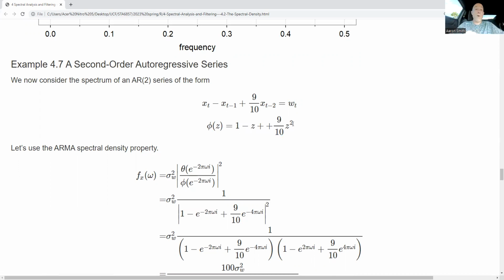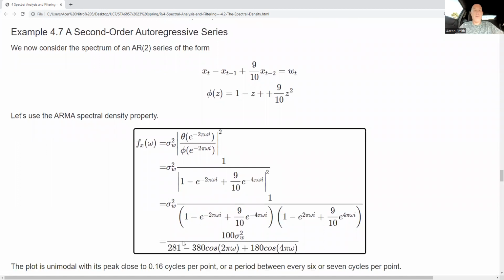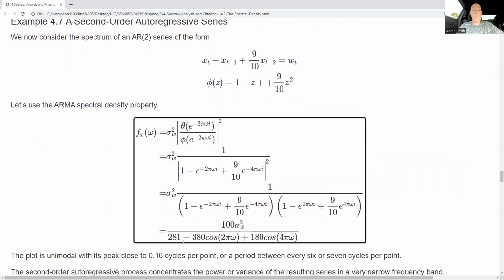So let's invoke that formula that we just used a moment ago. I'm just going to write down the formula right here. I'm going to plug in the polynomials with the e business going on. Well, I know that the moving average polynomial is just 1. Boom, I've got that. On the bottom, I'm going to put in the autoregressive polynomial, put that here. And now I need to take the modulus and square it, which is equal to taking the item itself and multiplying by its conjugate. So I'm going to do that. And so now I have worked out what the spectral density is going to be.